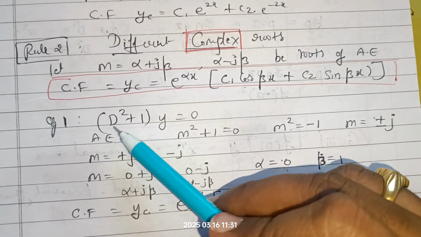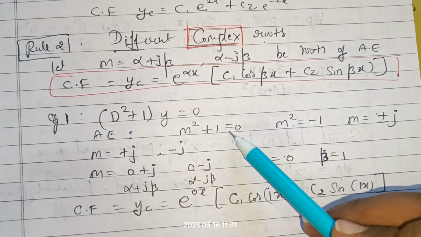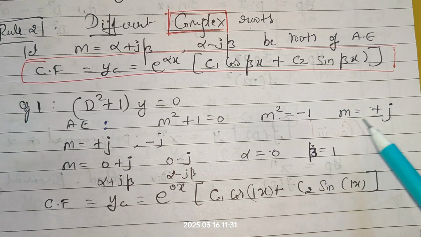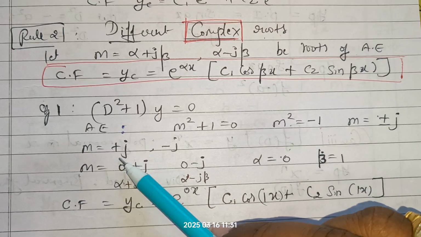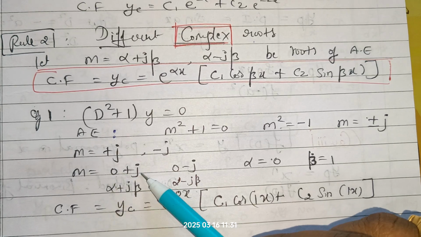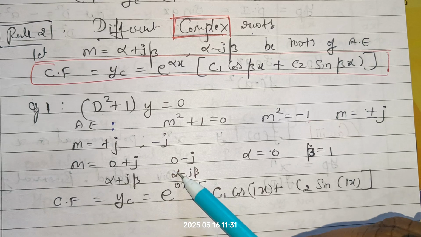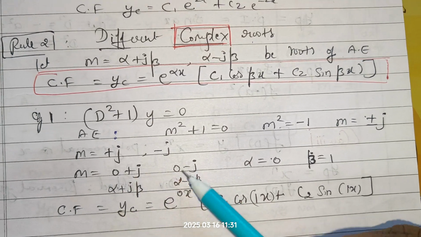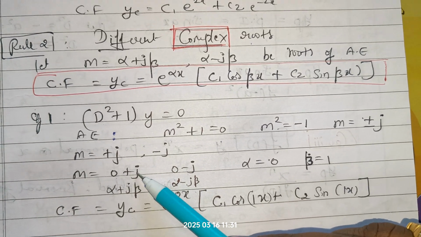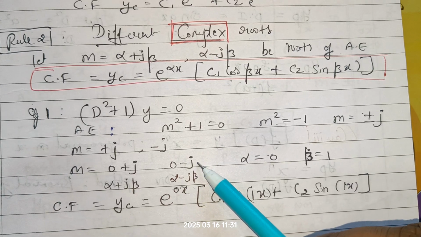Okay, suppose example (D square plus 1) y equals 0. Auxiliary equation is m square plus 1 equals 0. If you move 1 across, m square equal to minus 1. So the roots of this m are plus or minus j. The meaning of this is plus j and minus j. Plus j means 0 plus j, minus means 0 minus j. Standard format alpha plus j beta, alpha minus j beta. In this, alpha value in both the cases is 0. And what is the value of beta in both the cases? Here 1, here also it is 1. You can observe minus minus, so beta is 1.